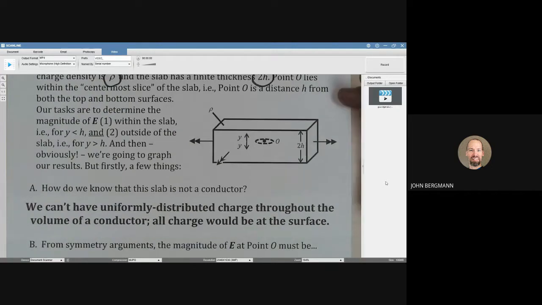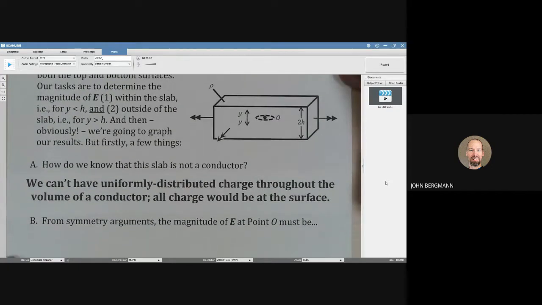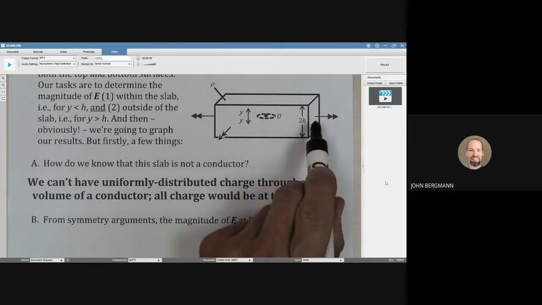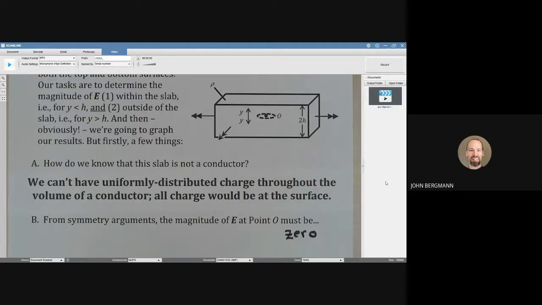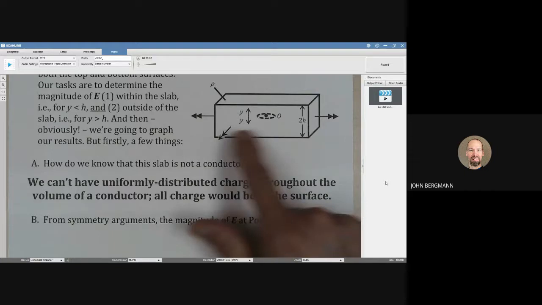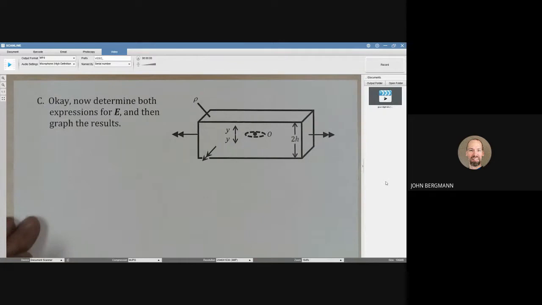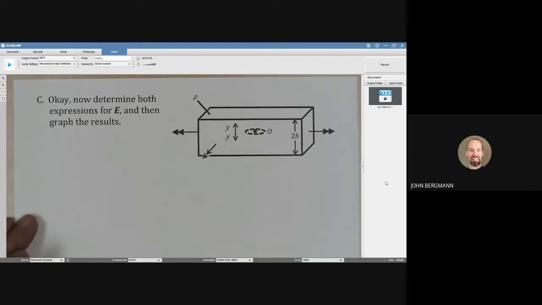All right, now from symmetry arguments, the magnitude of the electric field at point O, and in fact all throughout this centermost slice, has to be 0. If you put a test charge at point O, it will be repelled downward by charge up top, but it'll be repelled upward equally with charge that's below it. So the net electric field throughout the entire centermost slice has to be 0. Let's derive expressions for the electric field, and then we're going to graph the results.